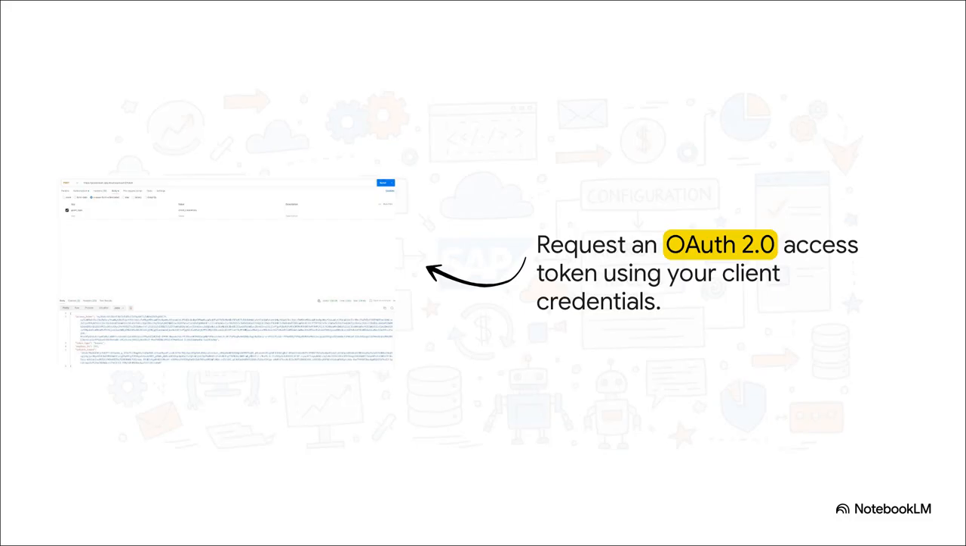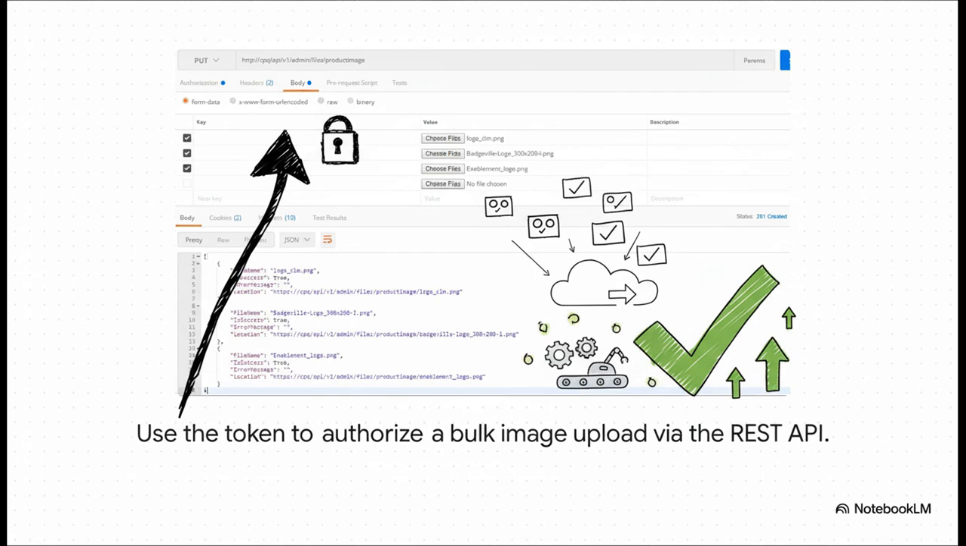A modern workflow always starts with secure authentication. So here you can see we're getting an OAuth token. That token is the key that's going to let us access the secure REST APIs. And once you have that token, you can start performing some really powerful actions, like this bulk upload of product images. This is just a perfect example of a practical, automated workflow that you can build.